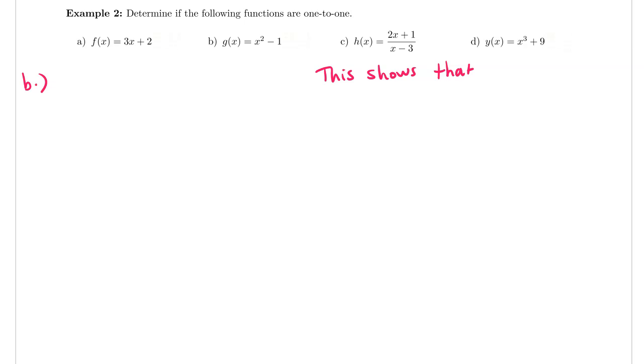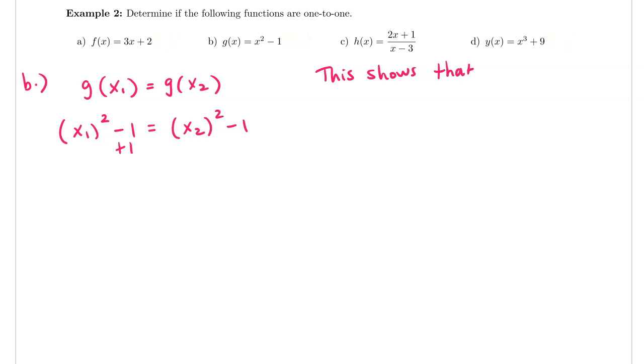Okay, so I'm going to do something similar. I'm going to suppose g of x1 is equal to g of x2, and then I'm going to go ahead and plug x1 and x2 into our function. So that's going to give us x1 quantity squared minus 1 is equal to x2 quantity squared minus 1. Now I'm going to add 1 to both sides of the equation, and those will cancel out, and I'll ultimately get x1 squared is equal to x2 squared.